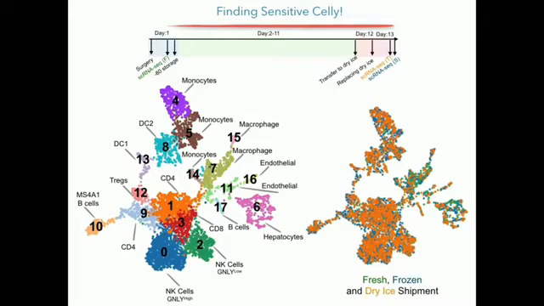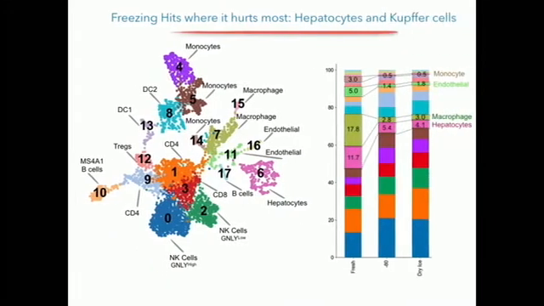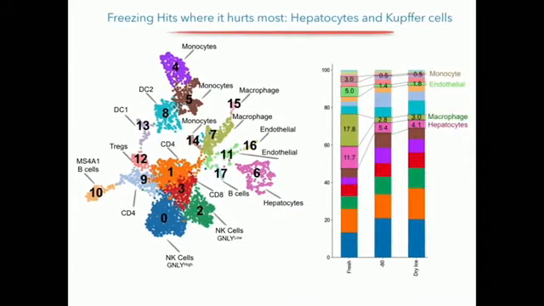And if you see, there are 2 cell types which we found were most affected by freezing. These 2 were the most important cell types you want to look at in liver: hepatocytes and Kupffer cells, right? In fresh samples, you see almost 10 to 15% hepatocytes and Kupffer cells, but after freezing, you lose these cells.